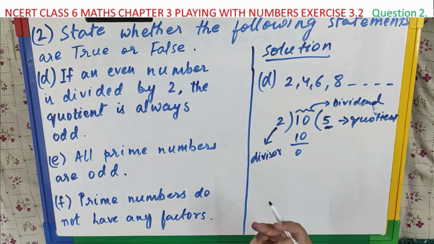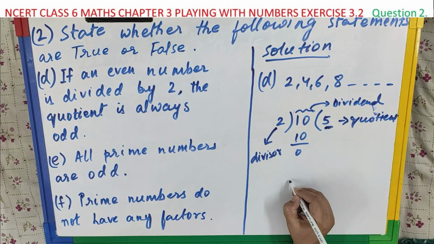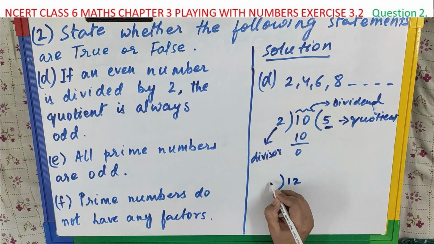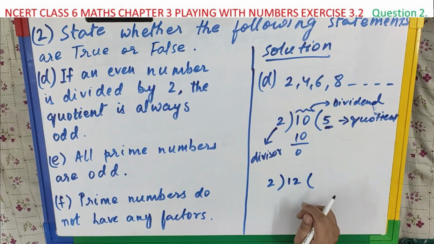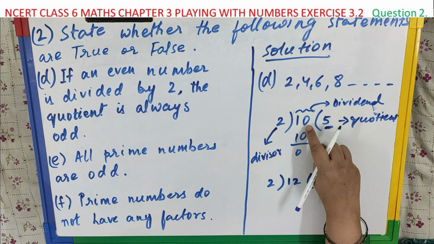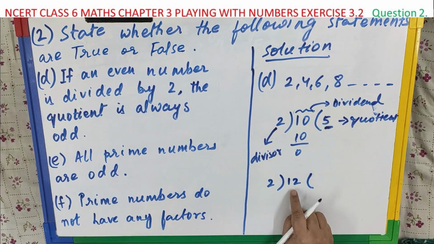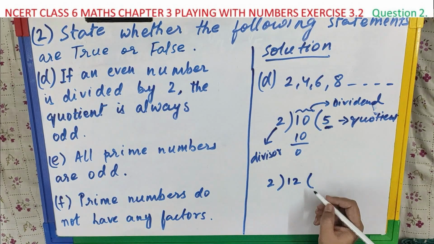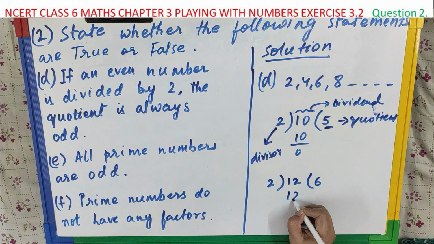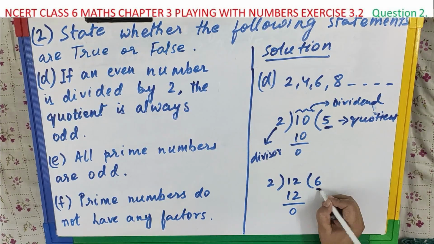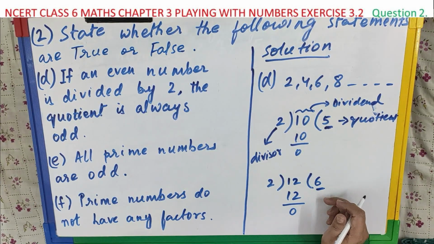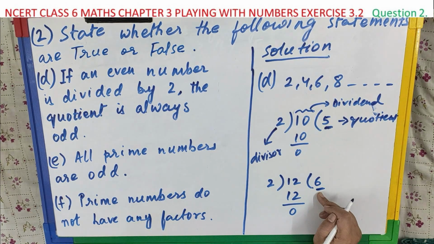Now let us check for more numbers. Let us divide an even number by 2. See, 10 was also an even number and it is divided by 2. The quotient is an odd number. Here we are dividing an even number, 12, by 2, and let us see what is the quotient. 2 6s are 12. The remainder is 0. The quotient here is 6. It means the quotient is not an odd number. The quotient is an even number. 6 is an even number because it is divisible by 2.